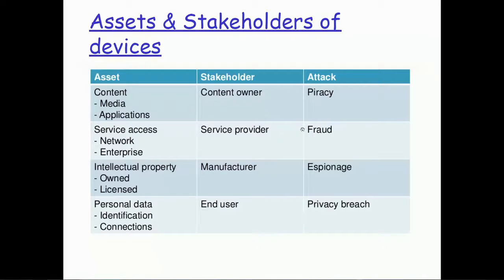So, fraud attack here could be impersonation, all the possibilities that we saw earlier. Then intellectual property, owned or licensed. I might be owning intellectual property data, or my customer could have given access to me temporarily for doing his work. Either way, the stakeholder is basically the original manufacturer. And espionage. So, espionage is basically spying, right.